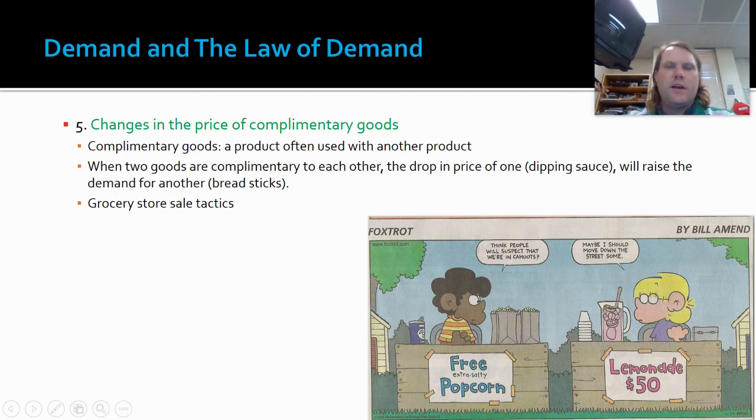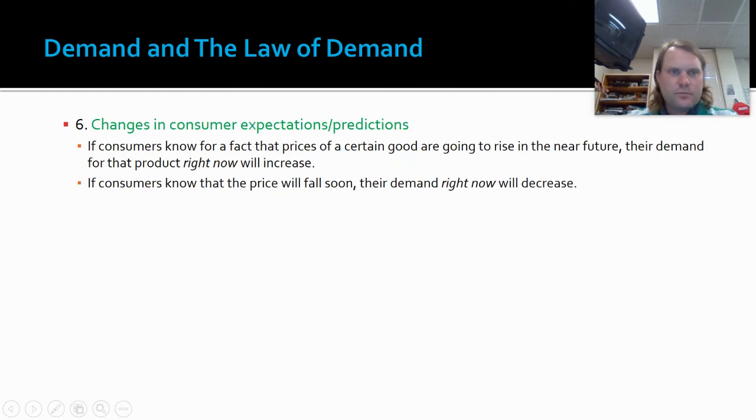Hamburger is more expensive than hamburger buns. Okay, the last thing is changing consumer expectations and predictions.